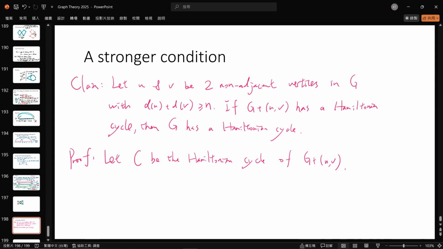So there are two cases, okay? Case one is when C does not use UV, okay? So that is in this larger graph, and so even on this larger graph, the Hamiltonian cycle does not use UV. So now how to find or how to create a Hamiltonian cycle for the original graph?